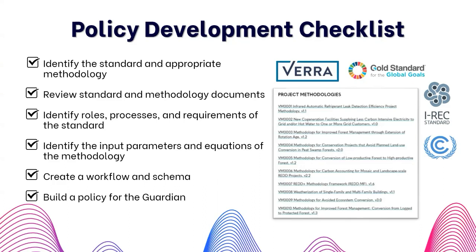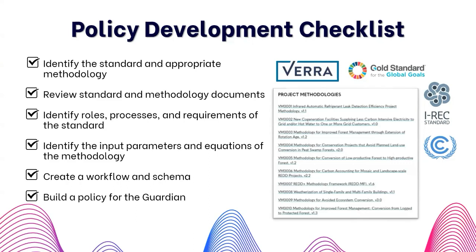Here we have step 1, which is to identify the standard and an appropriate methodology. So you always want to begin by identifying the relevant standard and methodology that aligns with your project's goals and requirements. And this will serve as the foundation for developing your policy. Step 2 is to review the standard and methodology documents. So you'll want to make sure you read through the documentation provided by the standard and methodology, ensuring that there's a comprehensive understanding of their guidelines, criteria, and principles. So aside from just the methodology document itself, there's usually other documents that outline the standards, processes, and requirements.